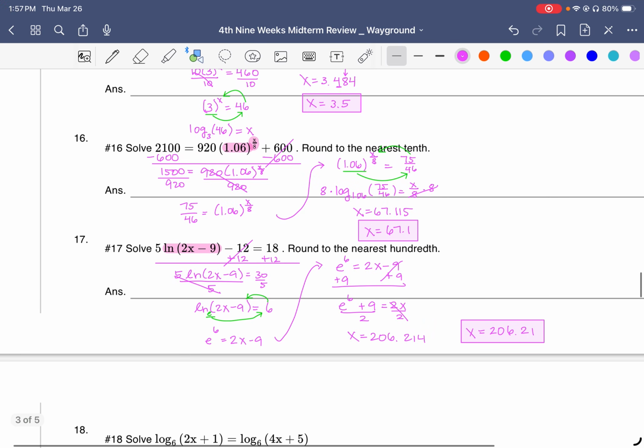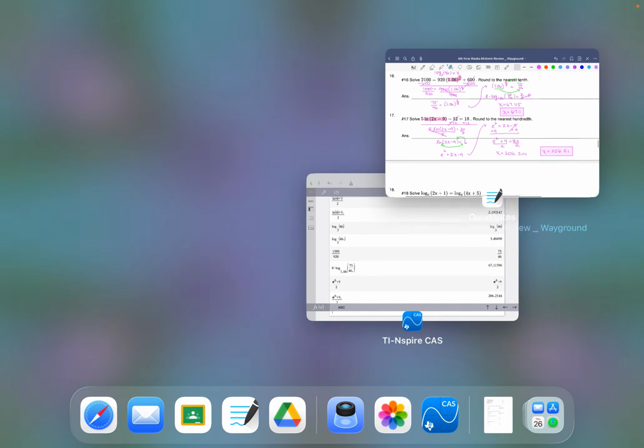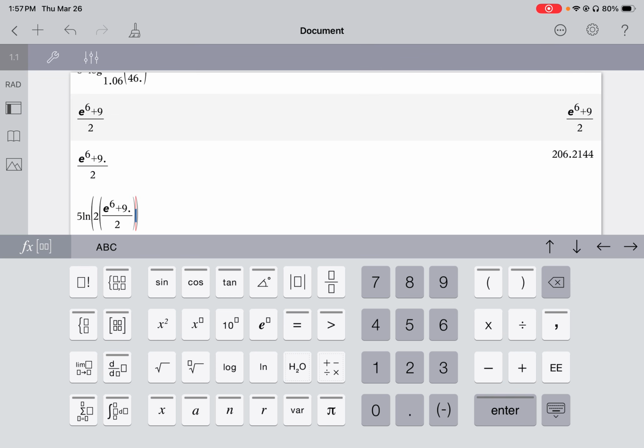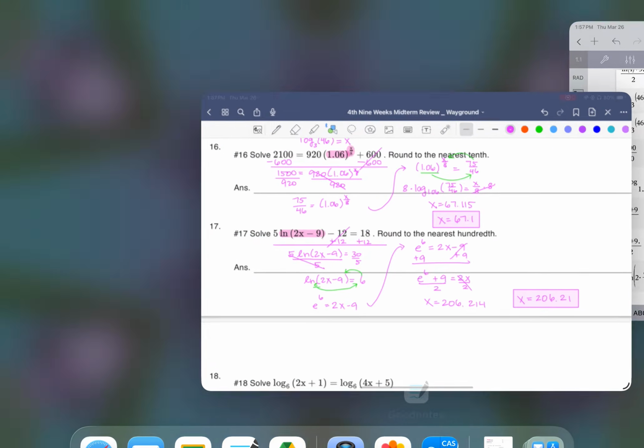And then, of course, all of these answers, you could be checking them to make sure that they are correct. I could check the last one for you just so that you see. So 5 times the natural log of 2 times, I'm going to press up and enter this. 2 times all of that minus 9 minus 12 equals 18, and you get a true statement. So whatever answers we've been getting, we should have been plugging them back in to check our work to make sure that we're doing our work correctly.